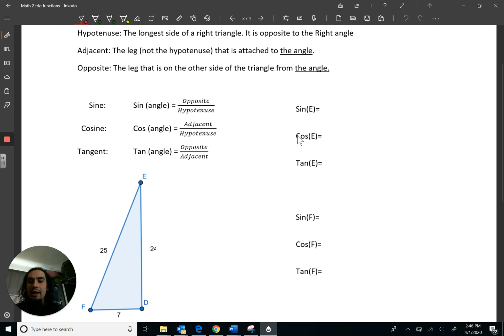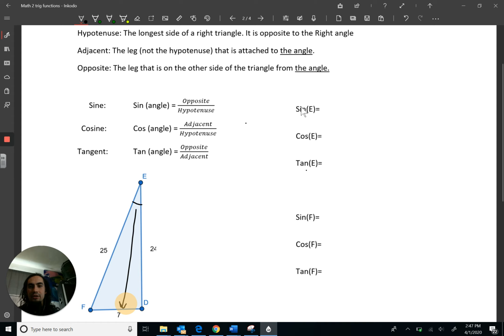We have sine E, cos E, tan E, and sine F, cos F, tan F. So we're actually looking at 2 different angles now. We have E, E, E, and over here we're going to do it again for F. So we should see different answers depending on what angles we're looking at. For angle E, which is right here, when you go to the opposite side, what do we get? We go to the opposite side, we get 7. So 7 is our opposite.